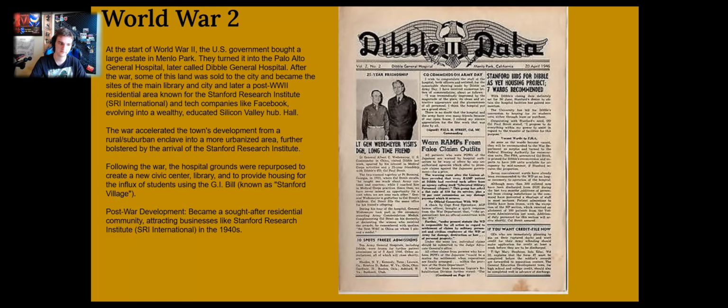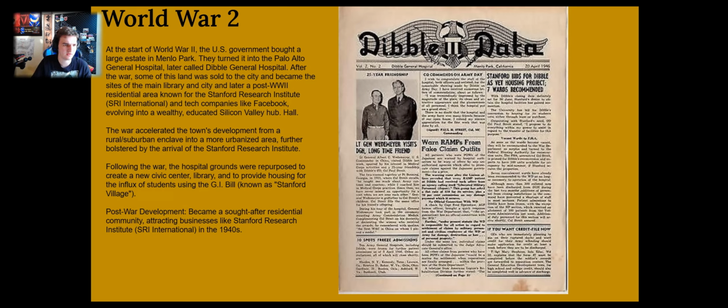Following the war, the hospital grounds were repurposed to create a civic center, a library, and to provide housing for the influx of students using the GI Bill, as well as post-war development. It became a sought-after residential community, attracting businesses like the Stanford Research Institute in the 1940s.